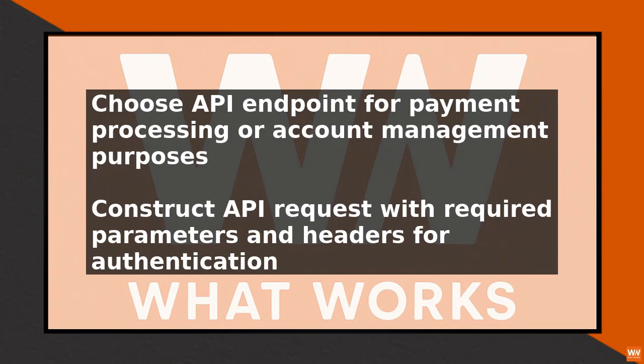To authenticate the API request, you need to use the client secret to generate an access token. You can do this by sending a POST request to the token endpoint with the client ID and client secret. The response will contain an access token that you can use to authenticate subsequent API requests.